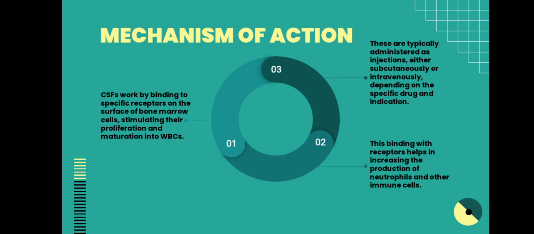Now, we come to the mechanism of action. How do these CSFs act? CSFs work by binding to specific receptors on the surface of bone marrow cells, stimulating their proliferation and maturation into white blood cells. This binding with receptors helps in increasing the production of neutrophils and other immune cells. These are typically administered as injections, either subcutaneously or intravenously, depending on the specific drug and indication.